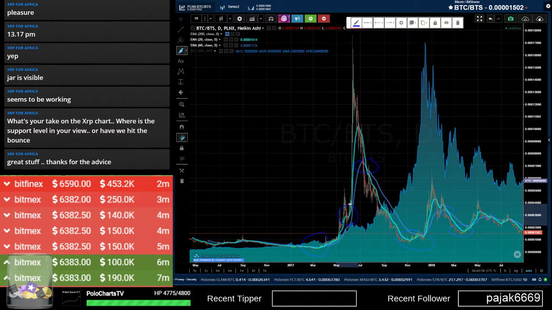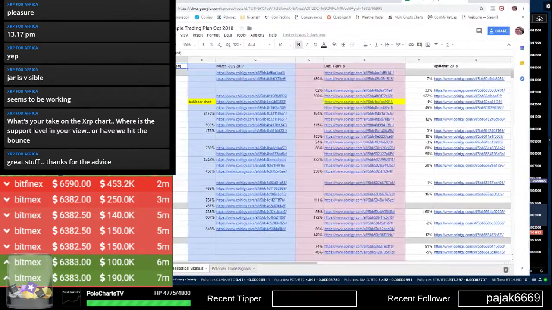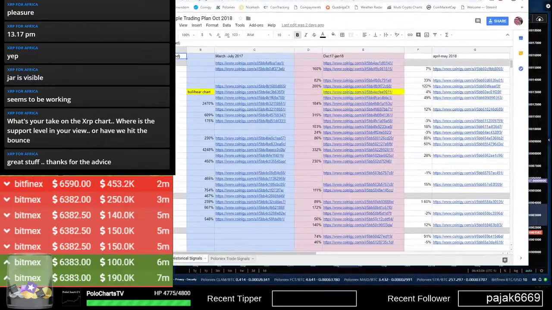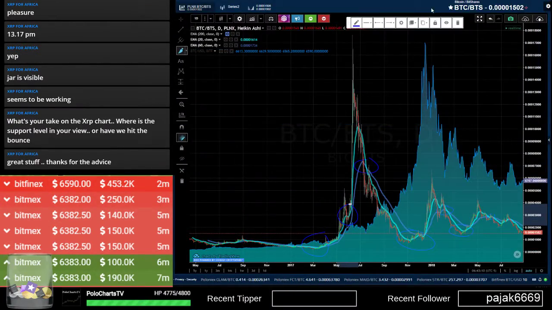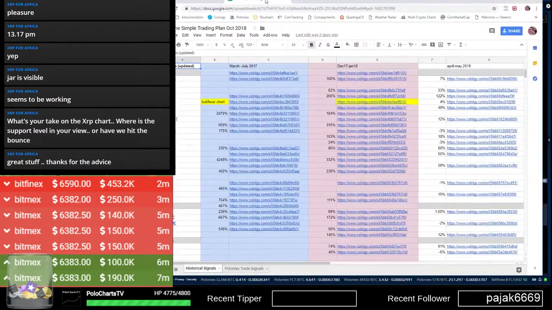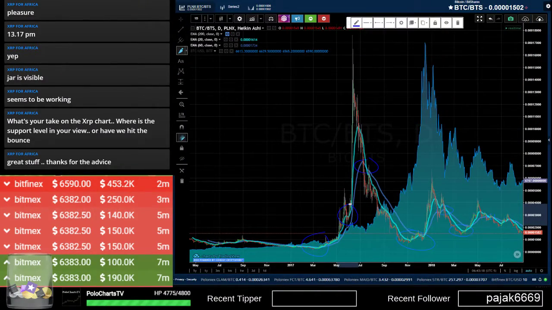So what I wanted to do was understand exactly when these markets were topping and when they were making those formations. I'm having trouble with this here.